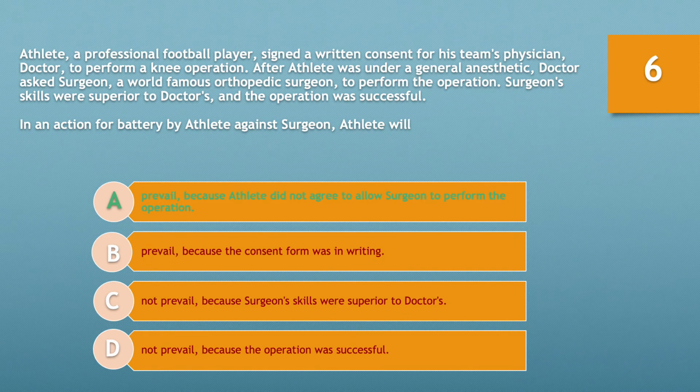If you chose option A, you'd be correct. Prevail because athlete did not agree to allow surgeon to perform the operation. A battery is the intentional infliction of a harmful or offensive contact with a victim's person. Harmful or offensive contact is determined according to an objective, reasonable person standard. In this case, athlete consented for his team's physician, doctor, to perform the knee operation. Athlete never consented for surgeon to perform the operation.